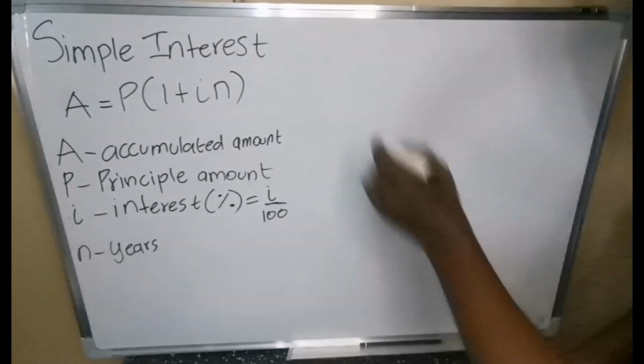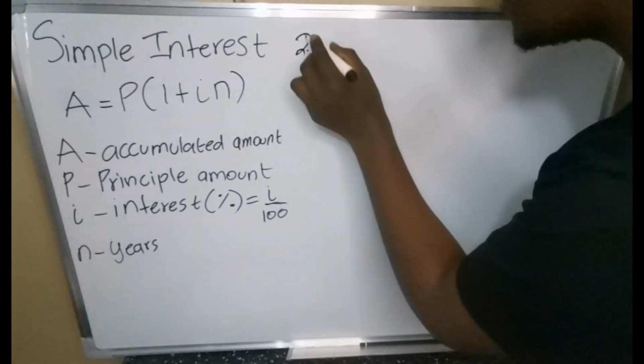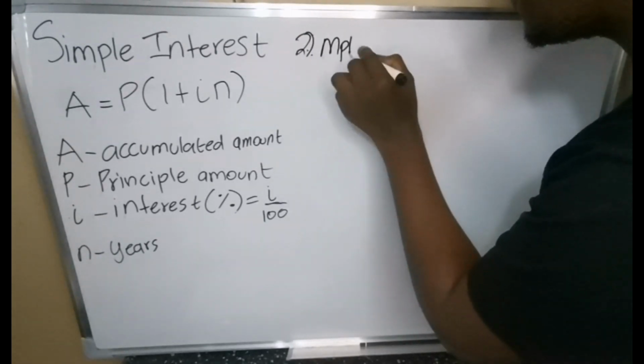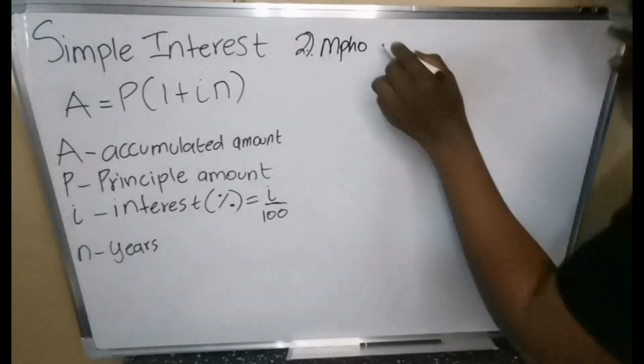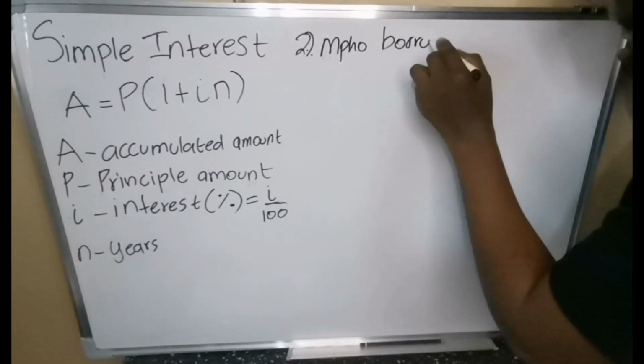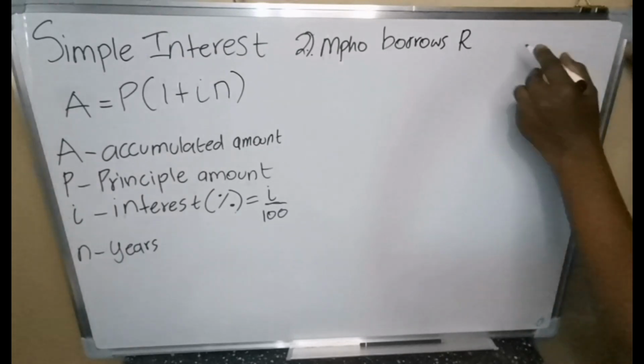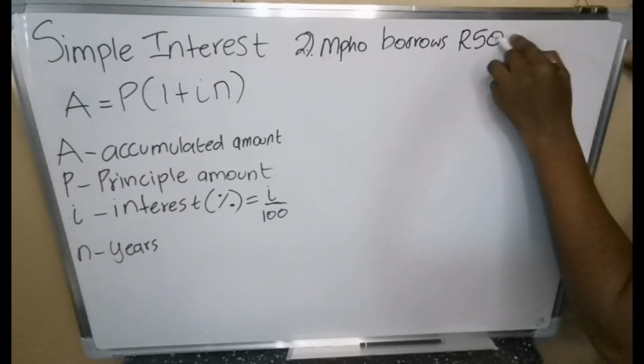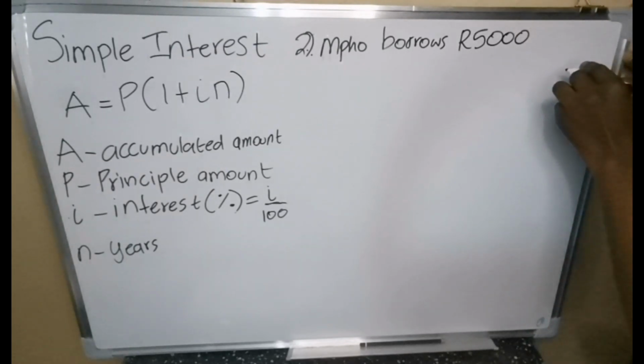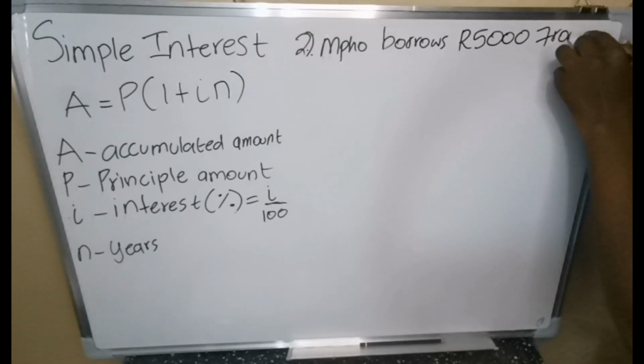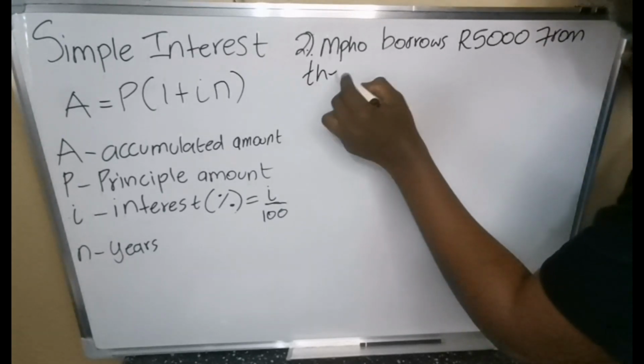Example number 2. Mpho borrows 5,000 rand from the bank.